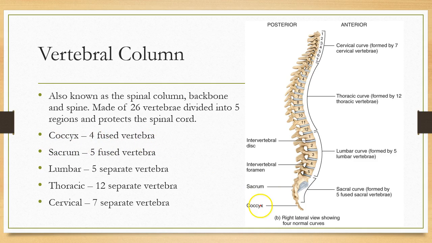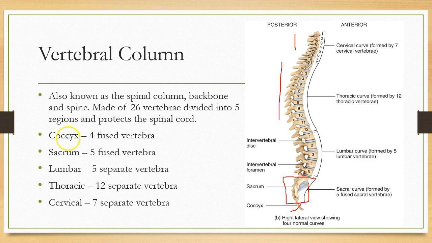The coccyx is at the very base. The sacrum is the large triangle-shaped bone. Lumbar are the bottom 5. Thoracic are going to be the middle 12. And the superior 7 will be the cervical vertebra.